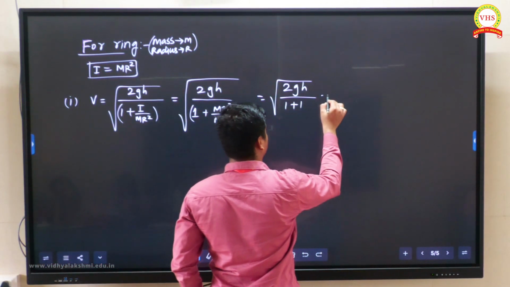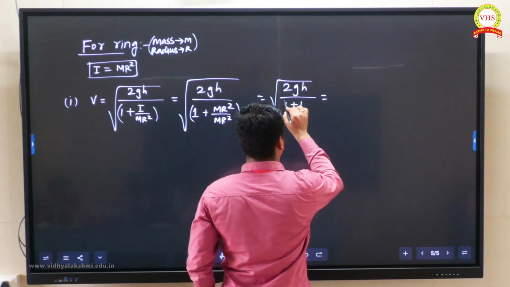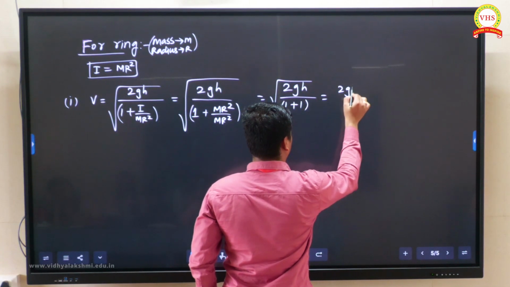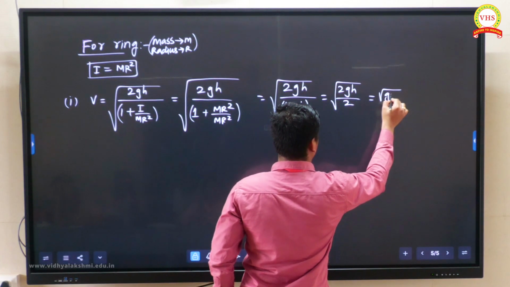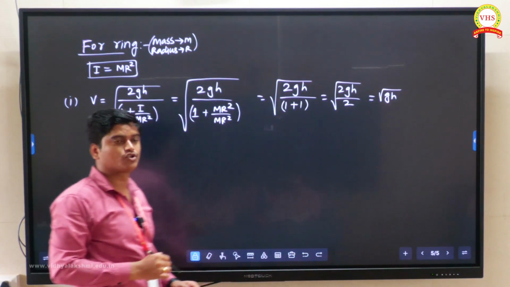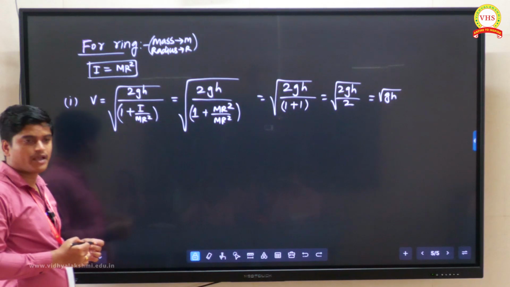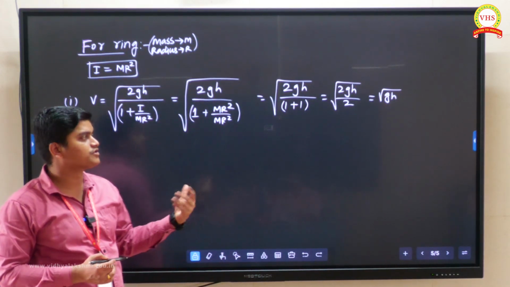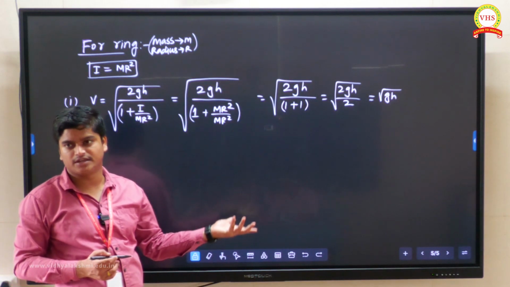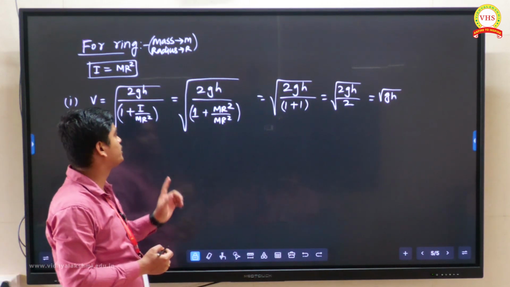So now 1 plus 1 is 2. 2gh by 2 root. So how much coming here? Root gh. So root gh is basically this one. And if you want to substitute h equal to L sin theta, you can substitute that, root of g L sin theta. Okay, that also you can do.